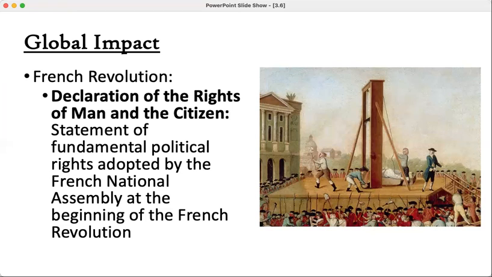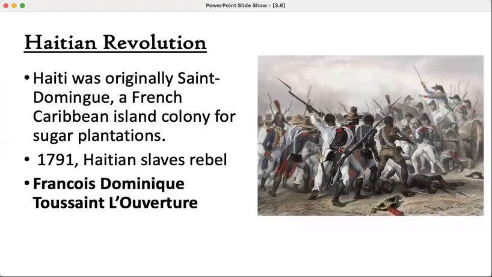It's a mess. Eventually you're going to see a new despot rise to power, one Napoleon, but we're not going to talk about him. All right, let's talk about the Haitian Revolution. The Haitian Revolution is another example of an actual revolutionary revolution, right? Can you hear how different the French Revolution was compared to the American Revolution?